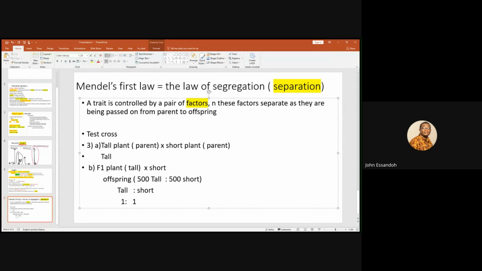So let's take parent shot. So here he picked what? Tall plant from the parent one, and then another F1 tall plant, like that. Okay. You see this one, all the offspring.